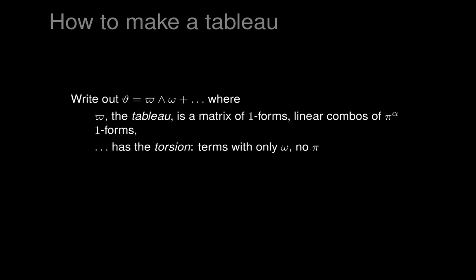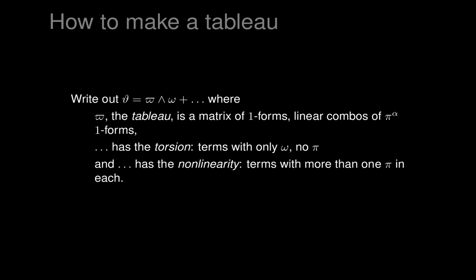What about the dot dot dots? The dot dot dots should include what we'll call the torsion terms. Those are terms that have only omegas, no pis. Every term in each var theta can be expressed as some combinations of omegas and pis wedged together. If it has only one pi, we put it into the tableau. If it has no pis, we put it in the torsion. And if it has two or more pis, it goes into the nonlinearity, the terms with more than one pi. So pi wedge pi wedge pi wedge pi wedge omega wedge omega. It could have three pis, four pis, and some omegas. But as long as it has two or more pis somewhere in its wedge product, then it goes in the nonlinearity.